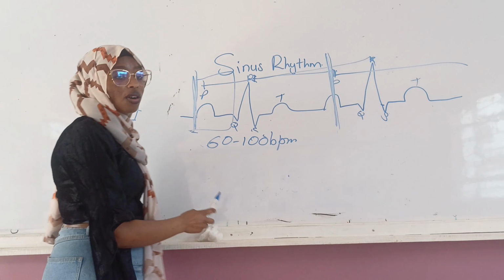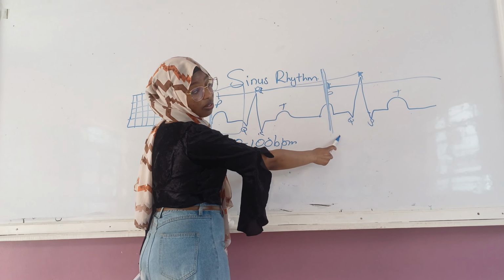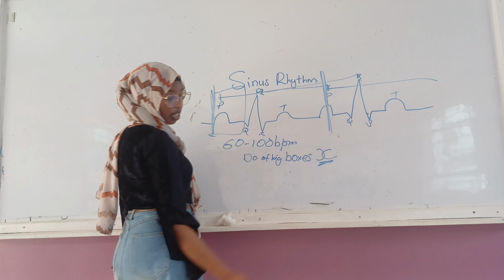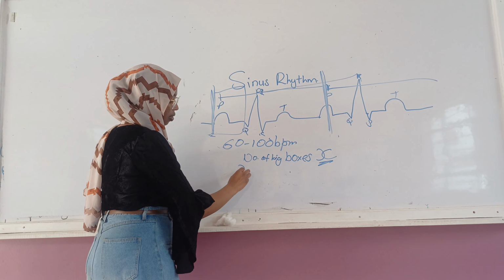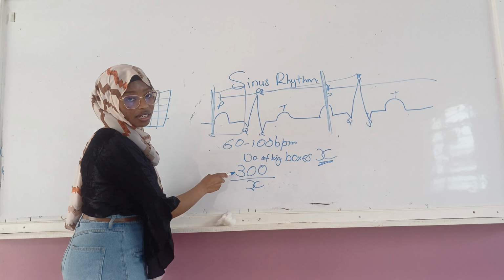You count the number of big boxes between that P wave and the next P wave, okay? The number of big boxes is the value of X. So what you're going to do is divide 300 by that number of big boxes. This 300 is a constant.